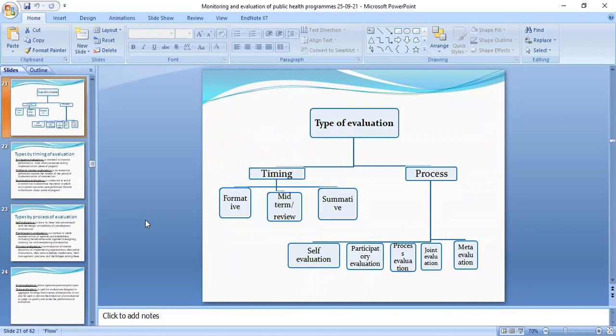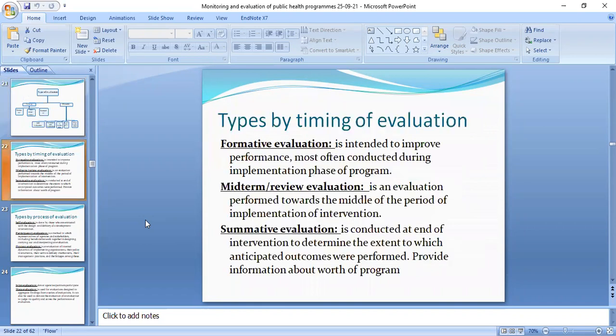Next are the types of evaluation: by the timing of evaluation and by the process of evaluation. These are further discussed in detail. Types by timing of evaluation are formative, midterm, and summative evaluation. Formative evaluation is intended to improve performance, most often conducted during the implementation phase of the program. Midterm or review evaluation is performed towards the middle of the period of implementation of the intervention. And summative evaluation is conducted at the end of the intervention to determine the extent to which anticipated outcomes were achieved. It provides information about the worth of the program.